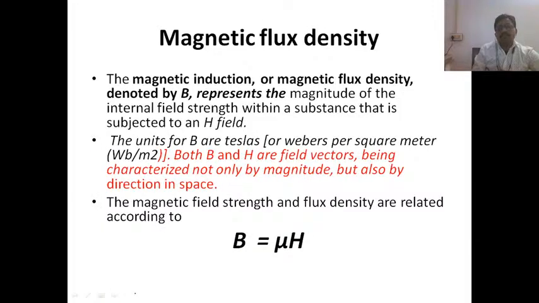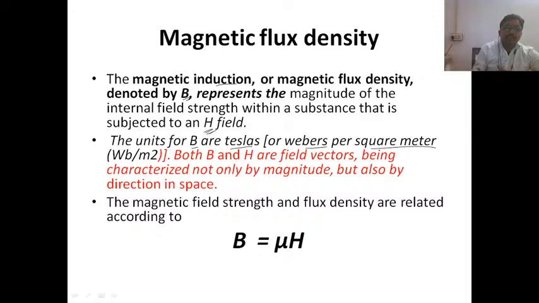The second field vector is known as the magnetic flux density, which can also be called magnetic induction. It is denoted by B. This B actually depends on the value of H. When you apply this magnetic field strength H to the material, there will be a magnetic induction in the material, and that magnetic induction, or magnetic flux density, is B. The unit of this B is Tesla, or also Weber per square meter.